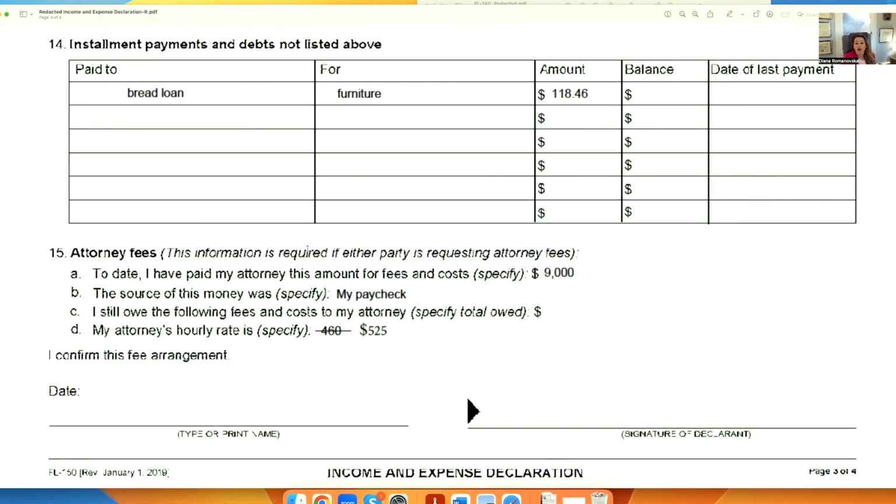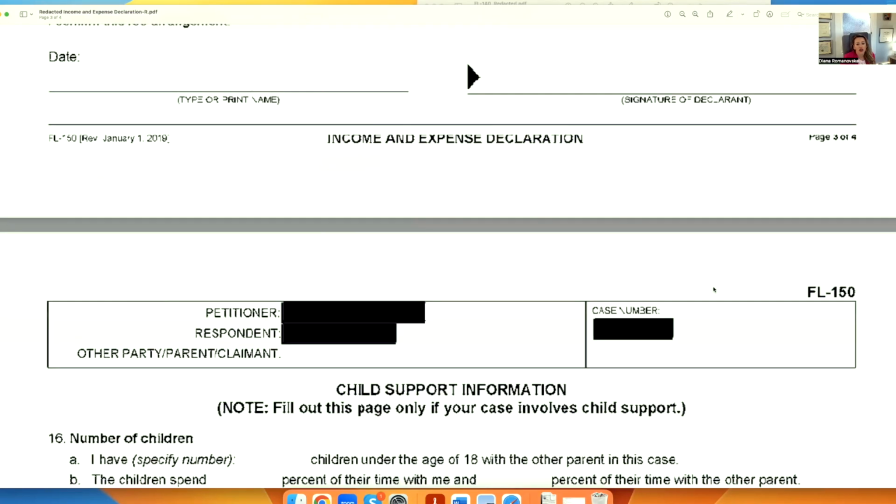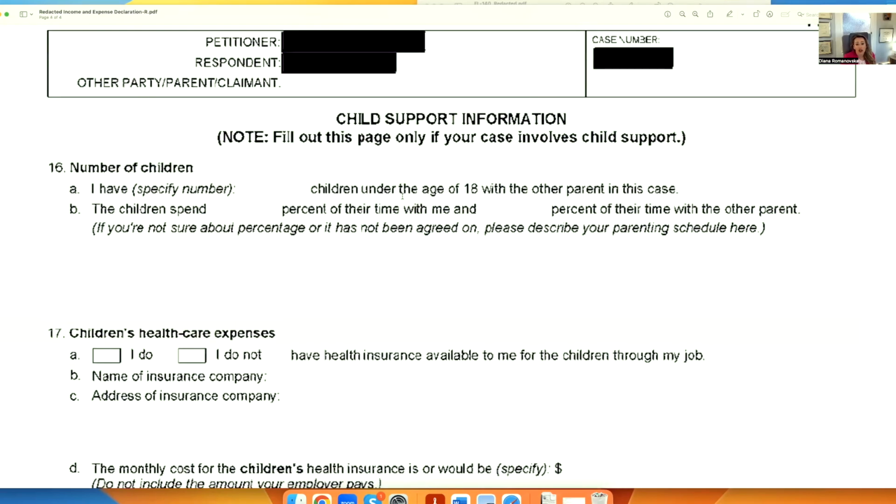Attorney's fees. This information is only required if either party is requesting attorney's fees. So you don't need to disclose it if you're not asking, or the other side is not asking for attorney's fees. How much you paid as retainer, the source, and it could be a loan, credit cards, my paycheck, how much is owed, and what is the hourly rate. Then we say the date and signature, and then the final page is child support information.